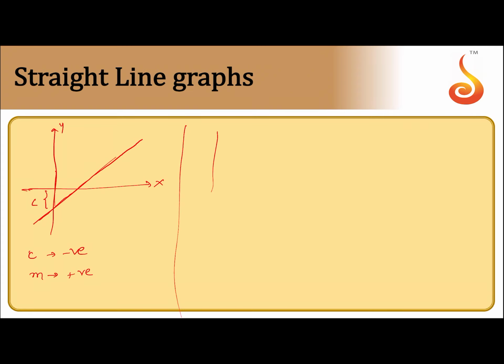Let us consider one more possibility: y versus x. Look here, this is the curve. Now, if you look at this curve, the y intercept c, is it positive or negative? It is negative because it is on the negative side. And what about the slope? Is that slope positive or negative? This is also negative, as the curve is heading in the downward direction.